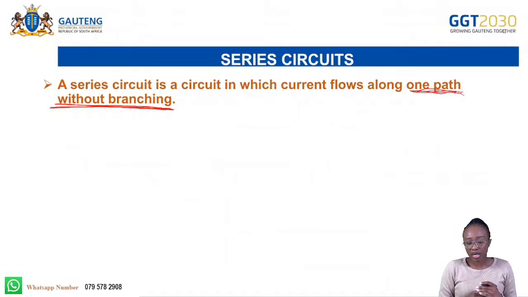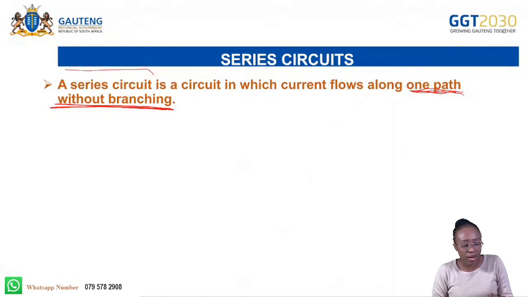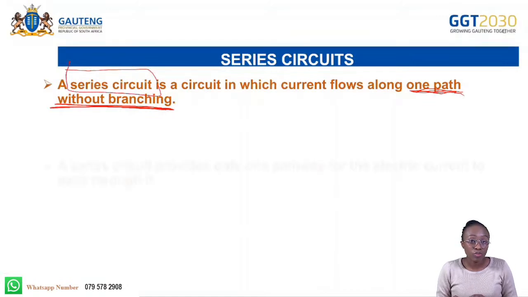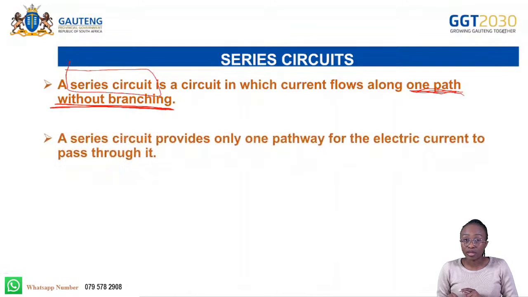This is a circuit in which the current, remember, current is flowing in a circuit. Remember, we learned about simple circuits in our previous lesson. Now, in a series circuit, this particular type of circuit, the current is flowing along one path without branching, so it's following exactly one path.